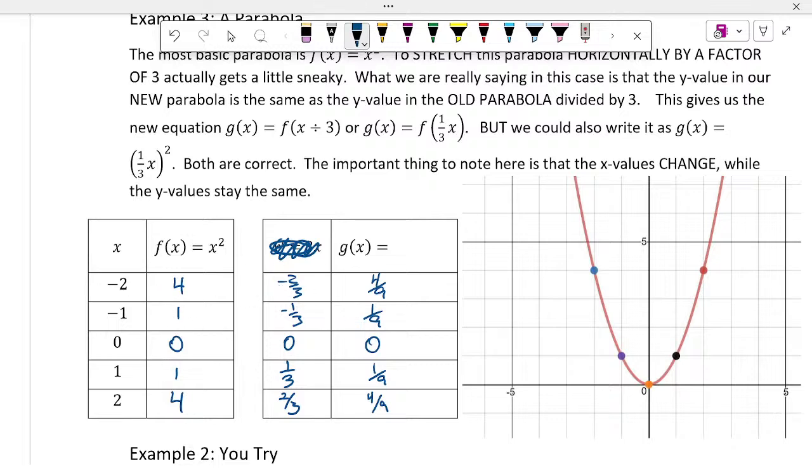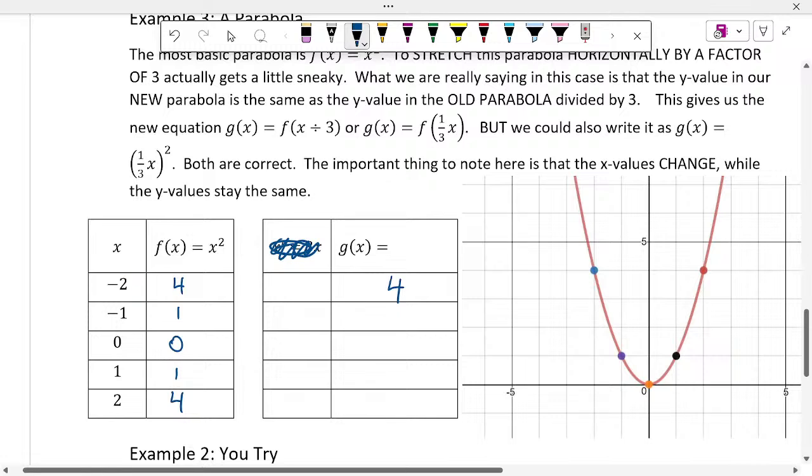The problem with that is I've now changed the x's and the y's. Nothing wrong with that, but it means that it's hard to follow how this has changed. Does that make sense? Instead, let's imagine that to get this 4, what did I have to do? Well, I had to take -2 and I had to square it.